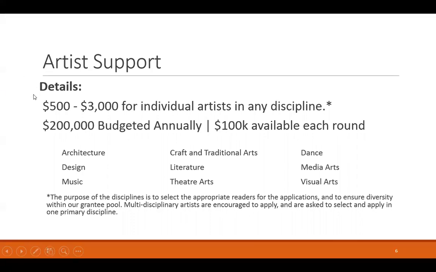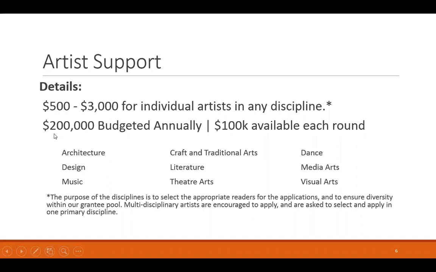So just a couple things about the amount of the grants. The Artist Support Grant is a full grant. So if you apply for $2,000 and you are selected, you will receive $2,000. This range is the range that you're able to apply for. You can apply for anything between $500 and $3,000. But if your grant is selected, you will receive exactly what you applied for.